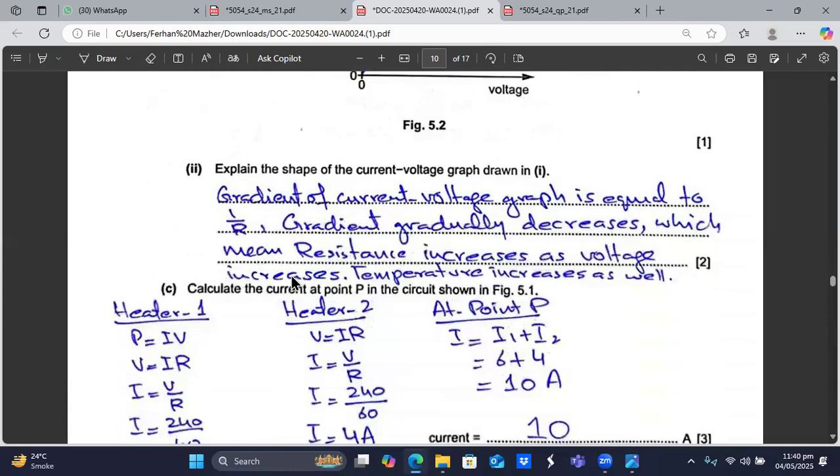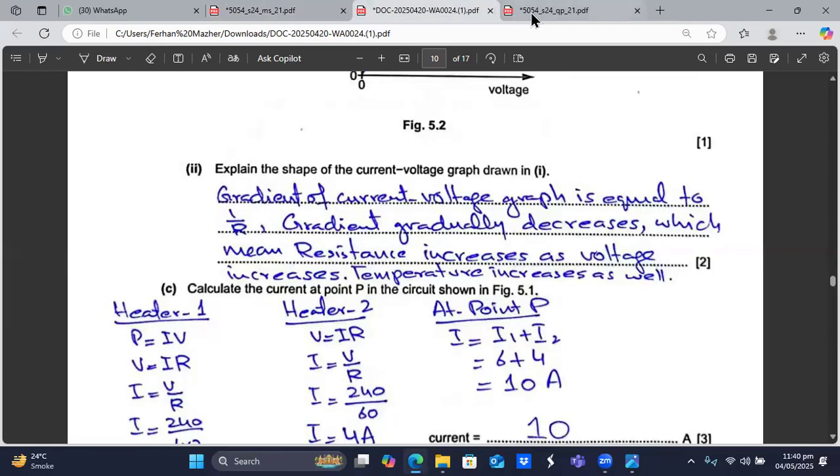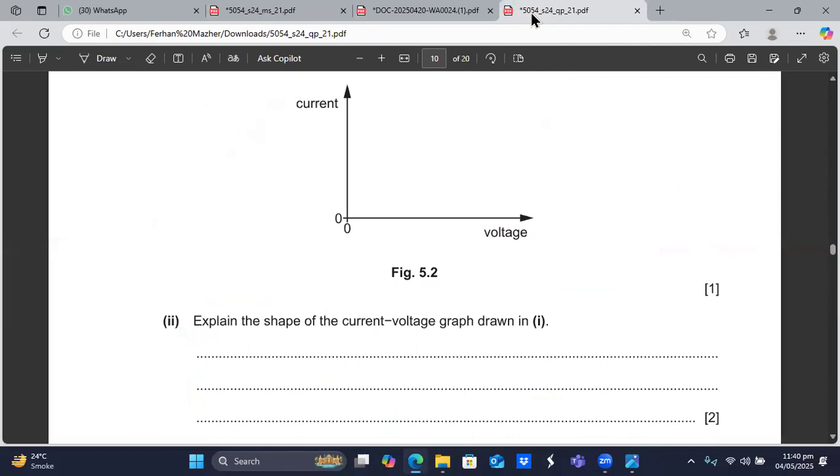So here I have written the answer. The gradient of the current voltage graph is equal to 1 by R. The gradient gradually decreases, which means resistance increases as voltage increases, because temperature increases as well. So let's check the answers. The answer to question 5B, second part, is showing up. I hope you can take your time and read that. So this is my answer.